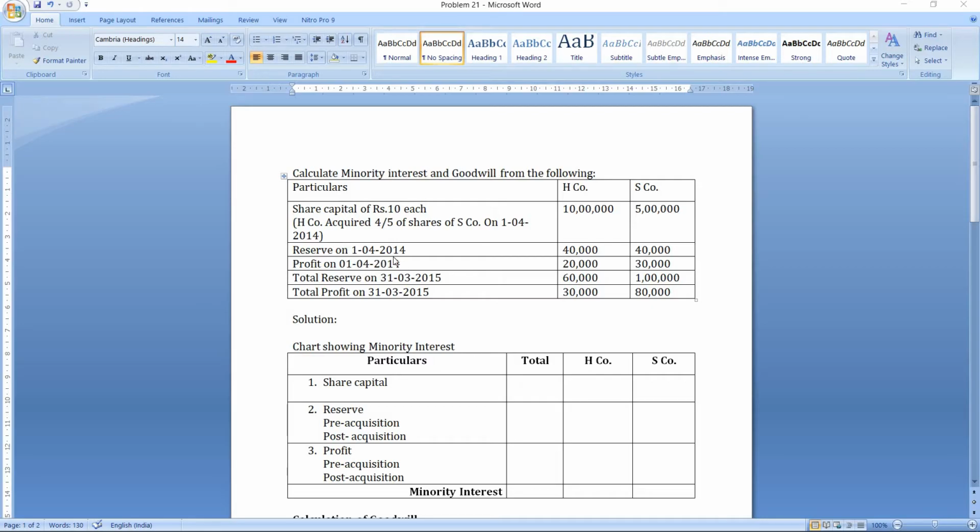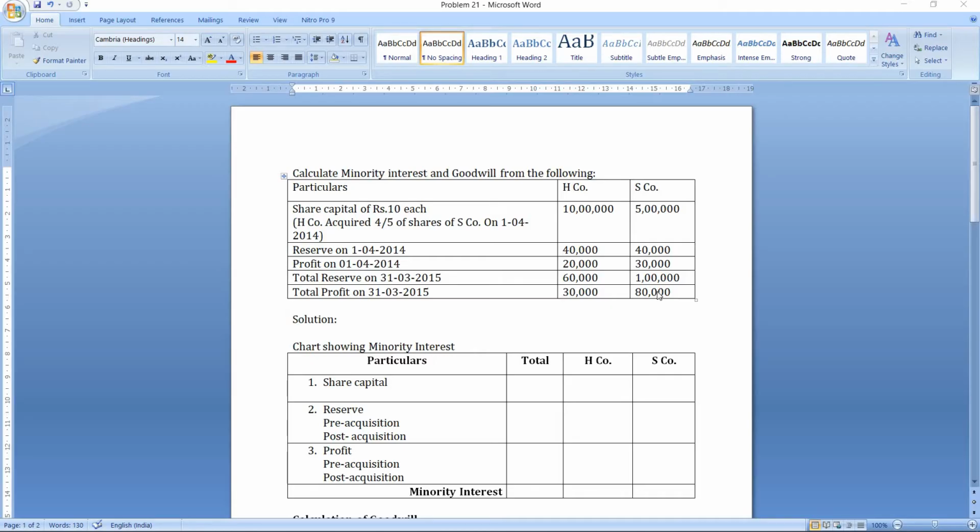Reserve as on 1/4/2014, 40,000 for both the companies. Profit on 1/4/2014: for H company it is 20,000, for S company it is 30,000. Total reserve on 31st March 2015: 60,000 for H company and 1 lakh for S company. Total profit on 31st March 2015: for H company 30,000 and for S company 80,000. So you have to calculate minority interest.